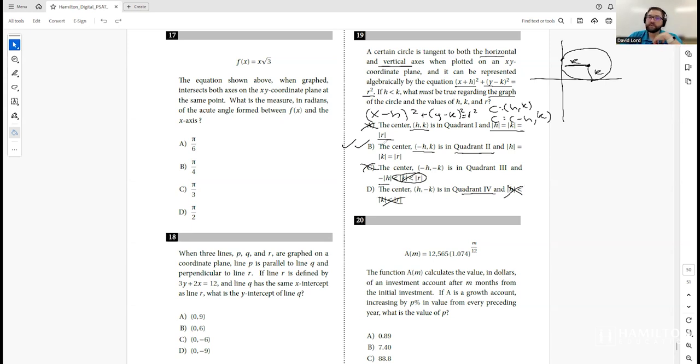So the only one that works, even though it's a very weird problem, the only one that's even possible is B, because the h and k absolute value have to equal the radius, and we want it to be in the right quadrant, taking the information from the center given and the fact that h must be less than k.